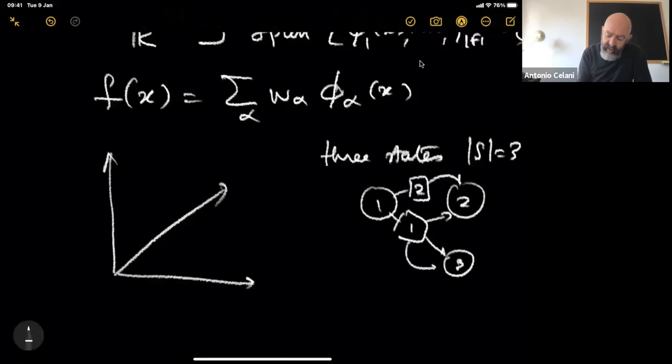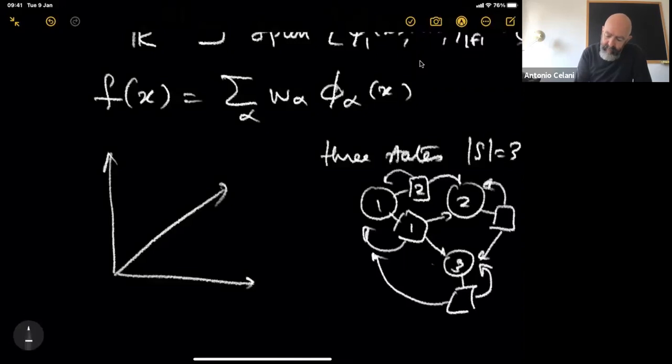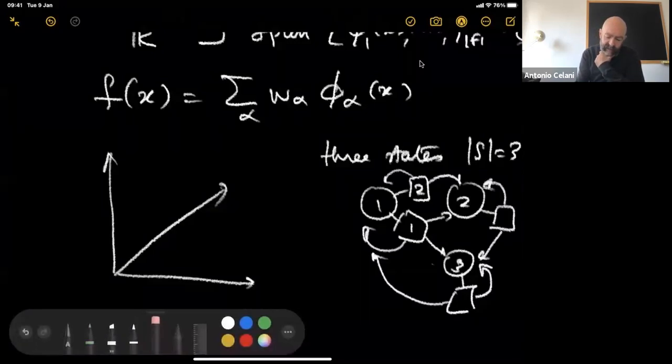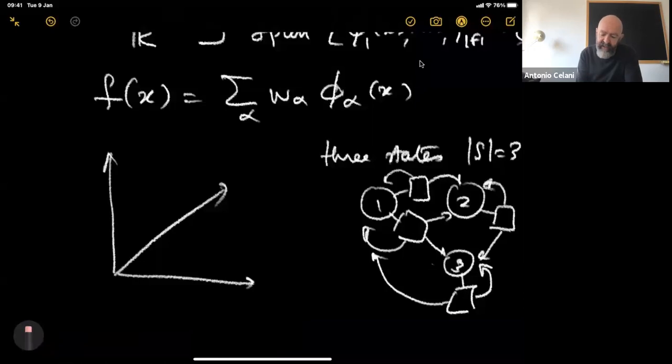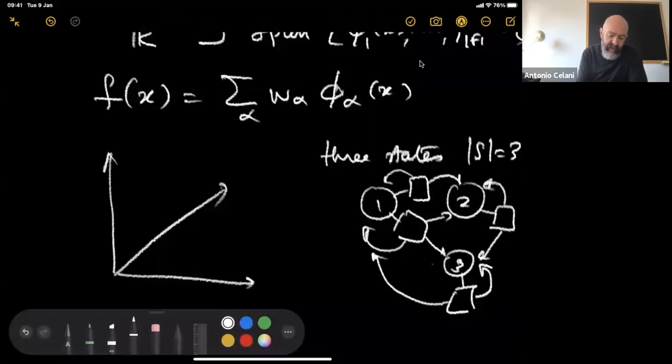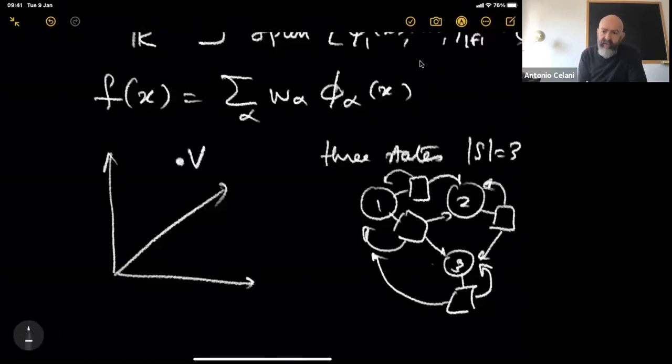I'm drawing arrows at random, actually, really too much at random. Okay, so you can have several actions from each state. They don't really matter, so let me remove this. It's just confusing, but I have three states. So my value function in this context is a point here. If I pick a policy, you remember I can compute the value function for that policy just by linear algebra. And this would be a vector in my space: the value from state one, value from state two, value from state three.